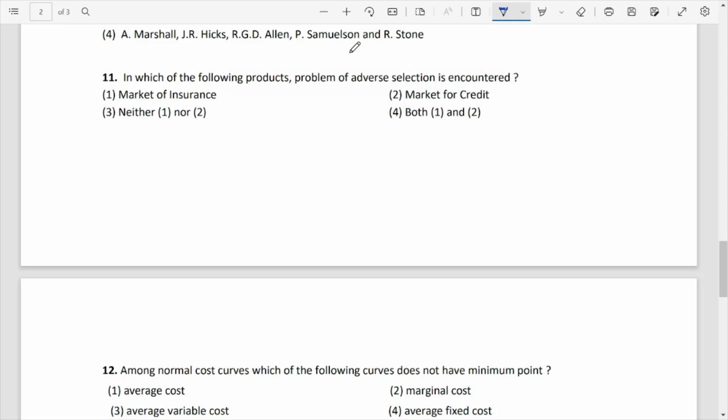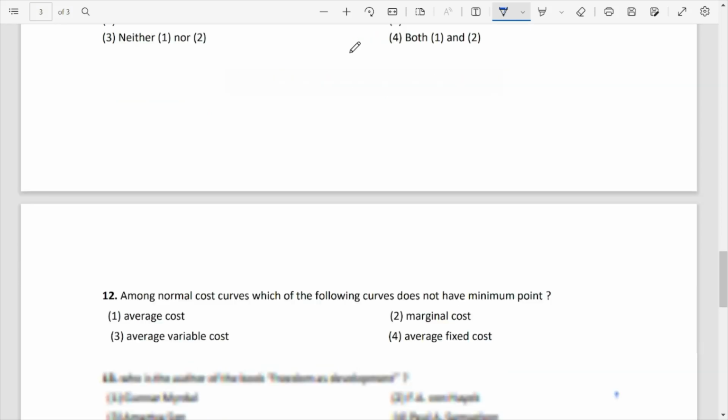So the next question is, among the normal cost curves, which of the following curves does not have a minimum point? The options are average cost, marginal cost, average variable cost, average fixed cost. In the question we are asked to find out which curve does not have a minimum point. So the right option would be four, because the average fixed cost curve is a constant, it does not have a minimum or maximum point. So it remains constant. So this is the correct option for this question.